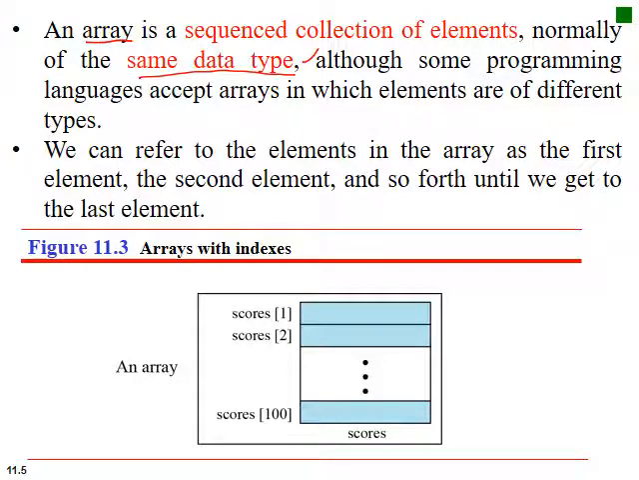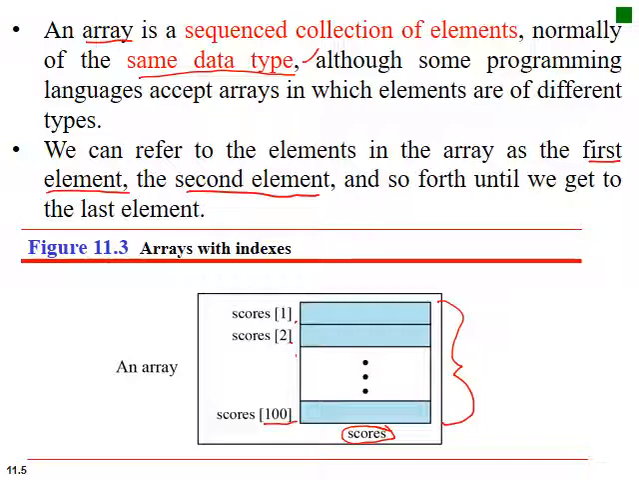So we can refer to the elements in the array as the first element, the second element, the third element, and so on until the 100th element. The way we refer to these elements is by talking about the name of the array. The name of the array is called scores. So in other words, when we talk about scores, we literally talk about the entire array.